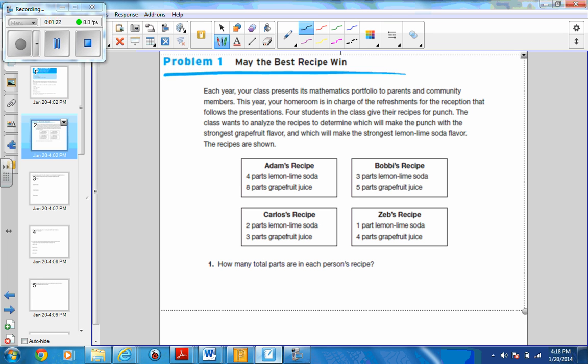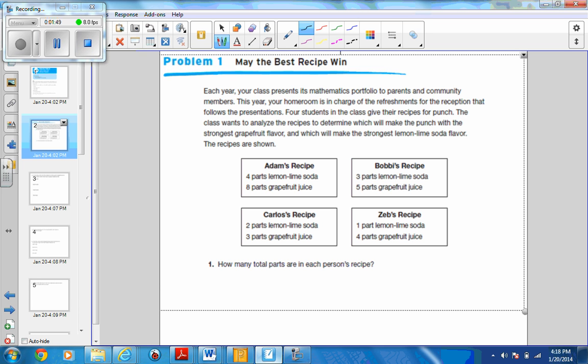Each year, your class presents its mathematics portfolio to parents and community members. This year, your homeroom is in charge of the refreshments for the reception that follows the presentations. 4 students in the class give their recipes for punch. The class wants to analyze the recipes to determine which will make the punch with the strongest grapefruit flavor and which will make the strongest lemon lime soda flavor. Their recipes are shown below.